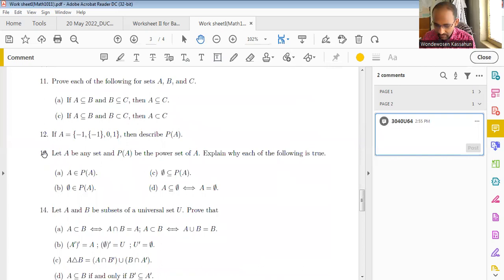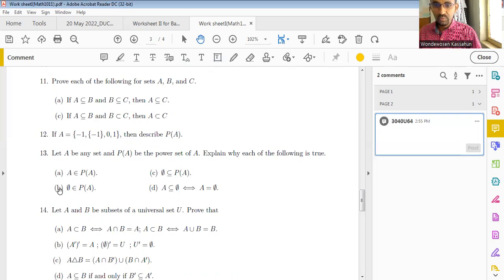Okay, number 13. Let A be any set, and let P(A) be the power set of A. Explain why each of the following is true. A itself is an element of the power set of A. That's true. The power set of A always contains the empty set and the set itself, because a set is a subset of itself.